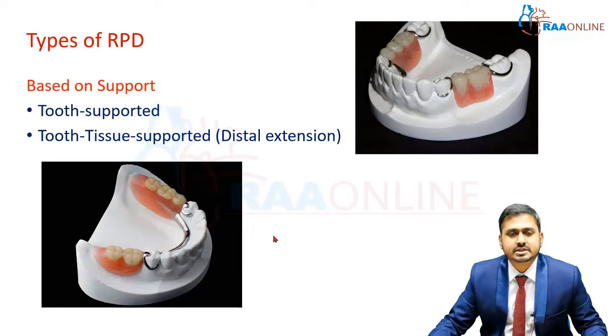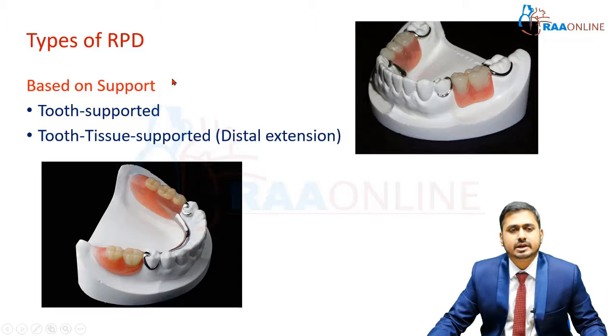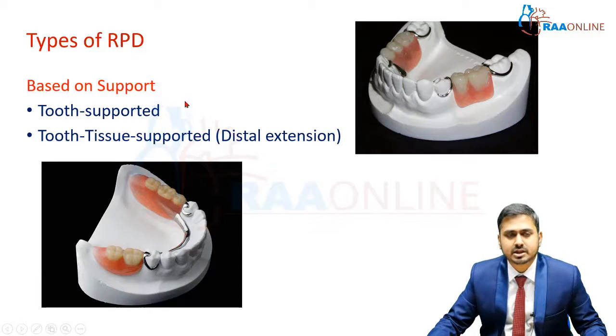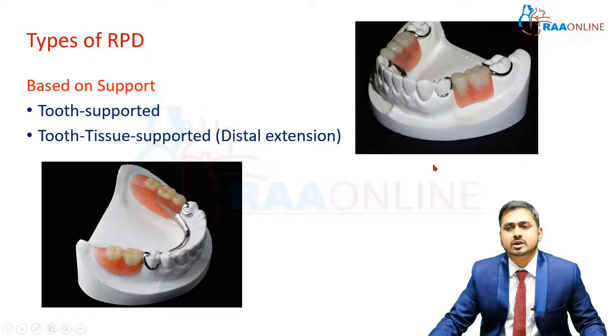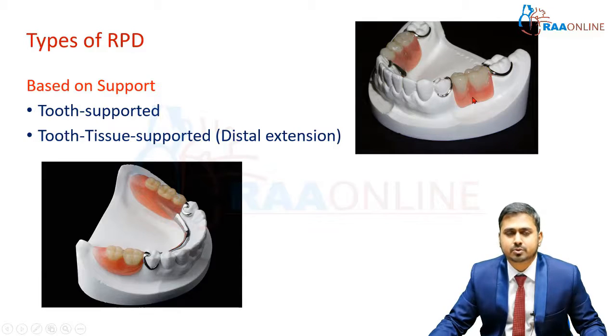Now, we will see the basic types of your removable partial denture, or RPD as we call it. Based on the support, it is classified either as a tooth supported RPD or a tooth and tissue supported RPD. Your tooth and tissue supported RPD is also known as the distal extension type of RPD. As you can see in the first image here, you have an edentulous space which needs to be restored, and it is bounded by natural teeth both anterior and posterior to it. So, you have components engaging in that region and providing adequate support.